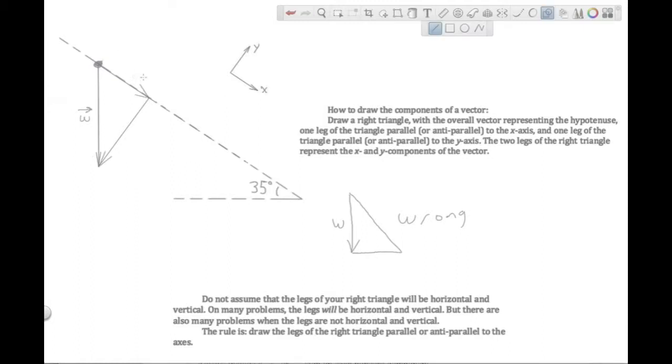This component points down and to the right, and this component points down and to the left, but they're both pointing partially down to represent the overall vector, which is pointing down.